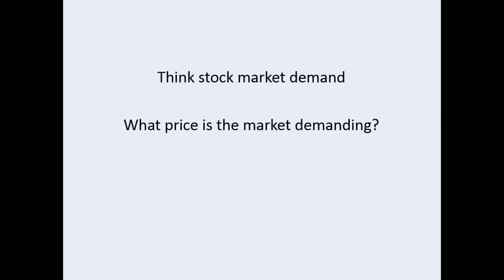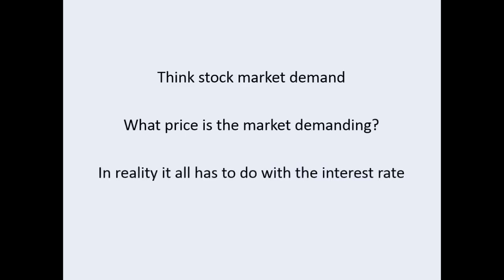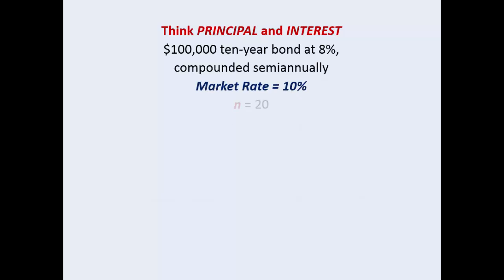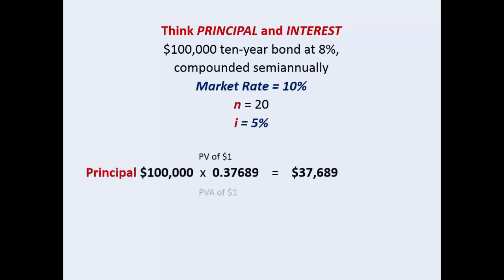So just start out by thinking stock market demand. What price is the market demanding? But do remember, in reality, it all has to do with the interest rate and that present value of future cash flows. So we'll look at an example. Market rate of 10%, compounded semi-annually, 10-year bond. So if it's a 10-year bond, compounds twice a year, N will be 20, I will be 5, because interest is always stated annually. So how do we price this bond?